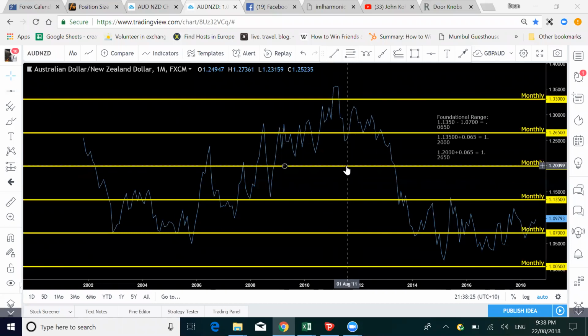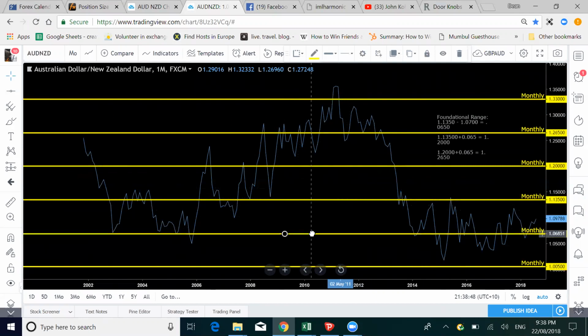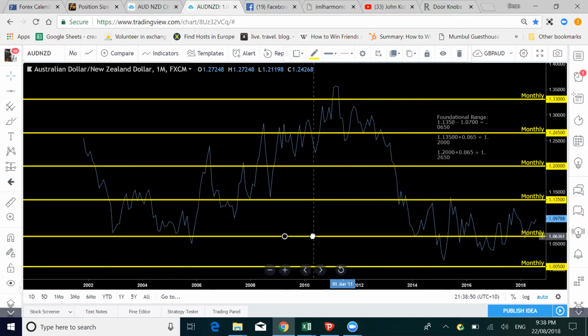So if we just slightly widen this range a little bit, I like that line there. I think that's in a good spot. This one could potentially come down a little bit. So if we were to move the 1.07, let's drop that down a touch. Let's bring that down to here.